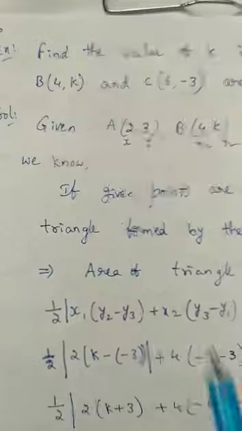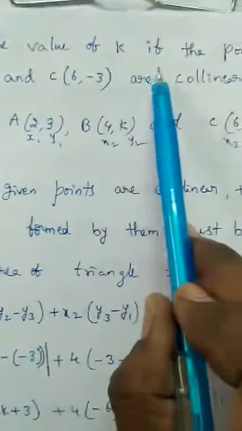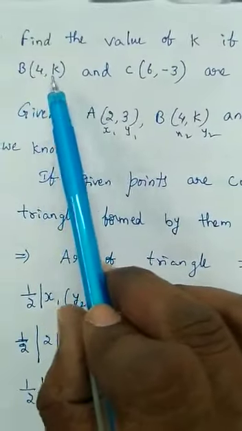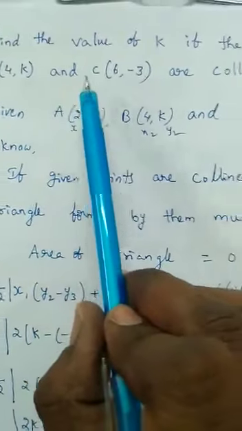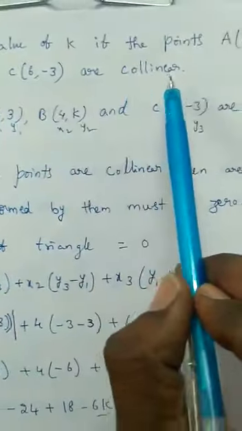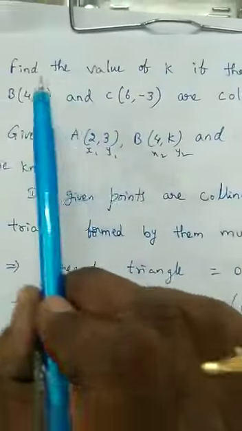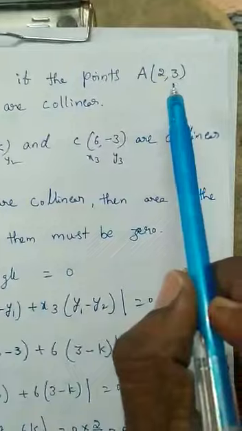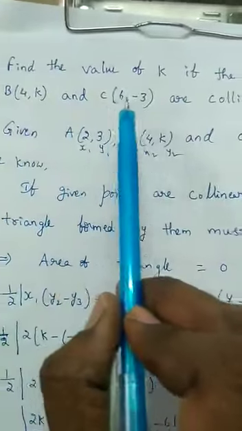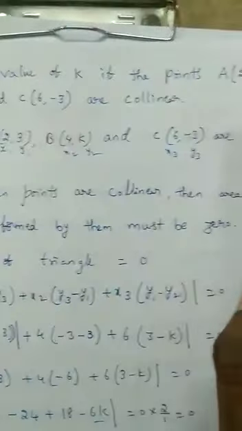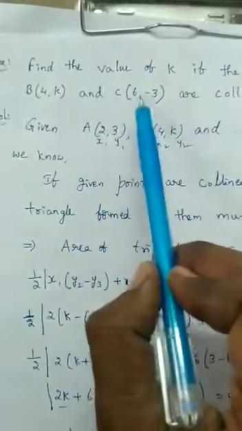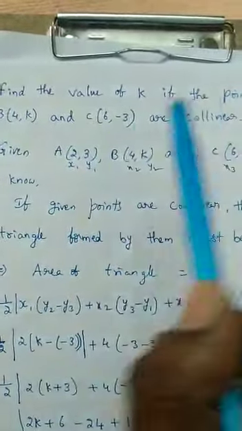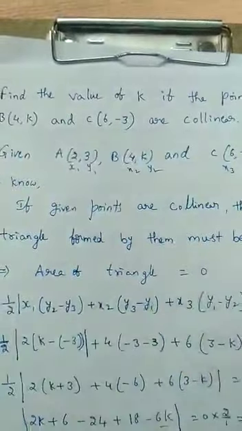Okay, next question. Find the value of k if the points A(2, 3), B(4, k) and C(6, -3) are collinear. So here we can find the value of k. If the points A(2, 3), B(4, k) and C(6, -3) are collinear, the meaning is that by applying these 3 points we cannot form a triangle.